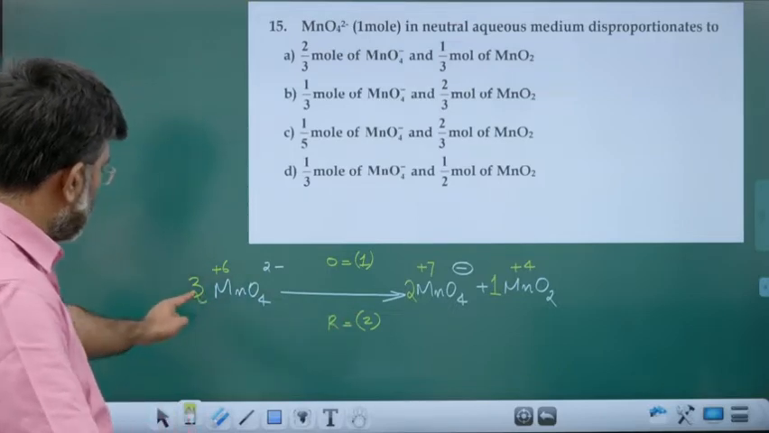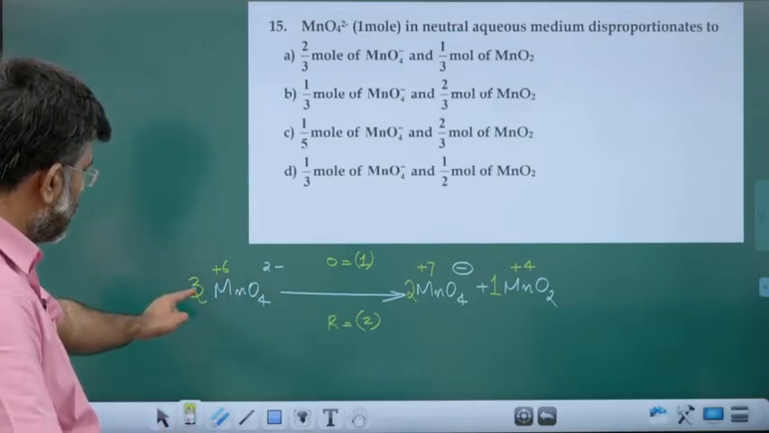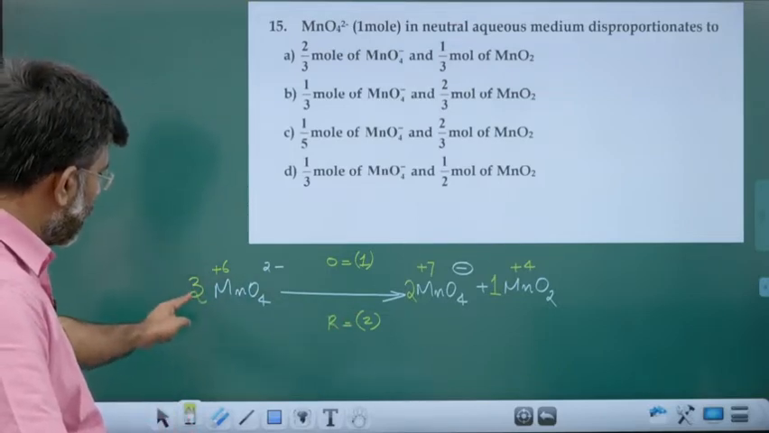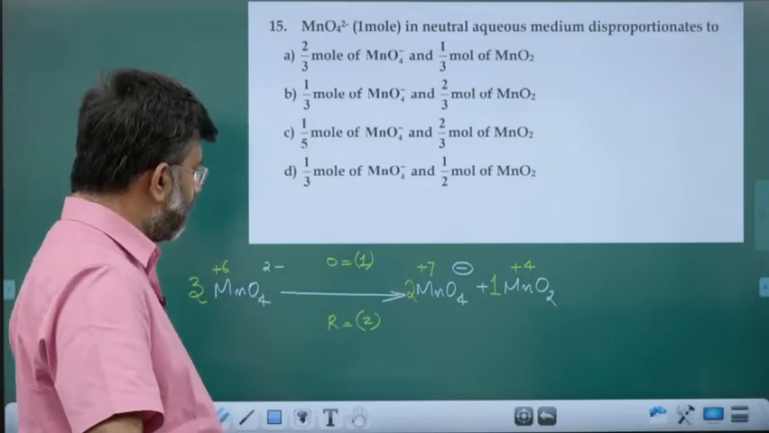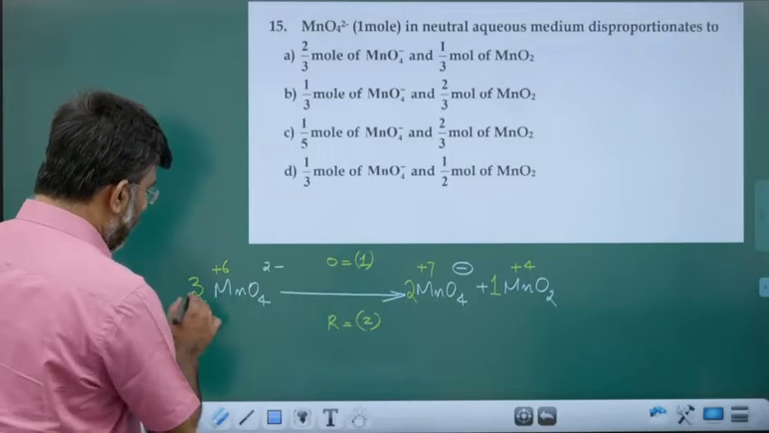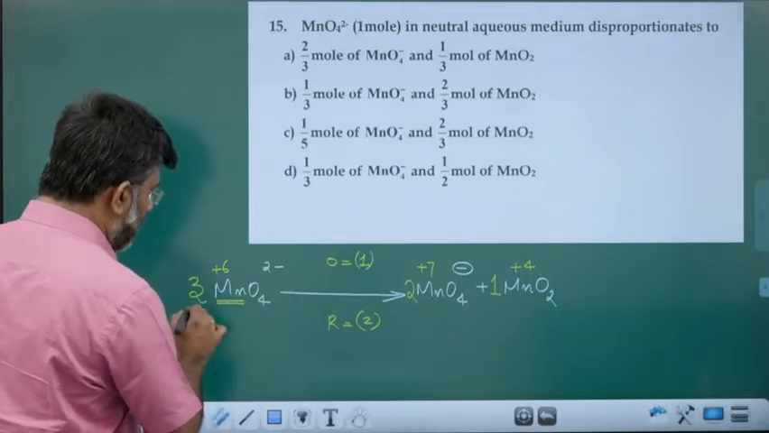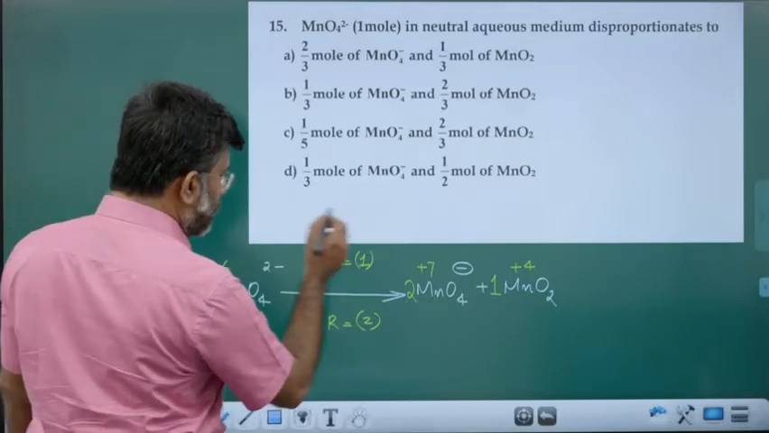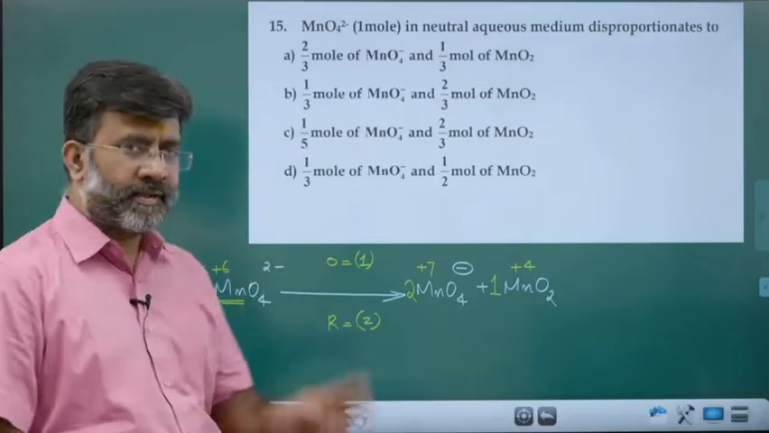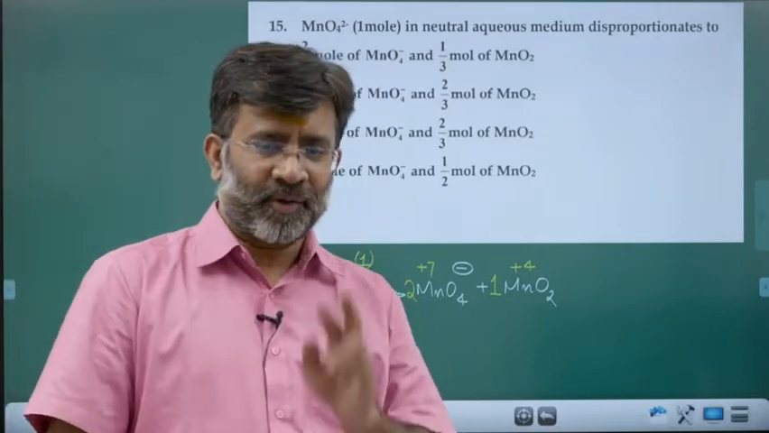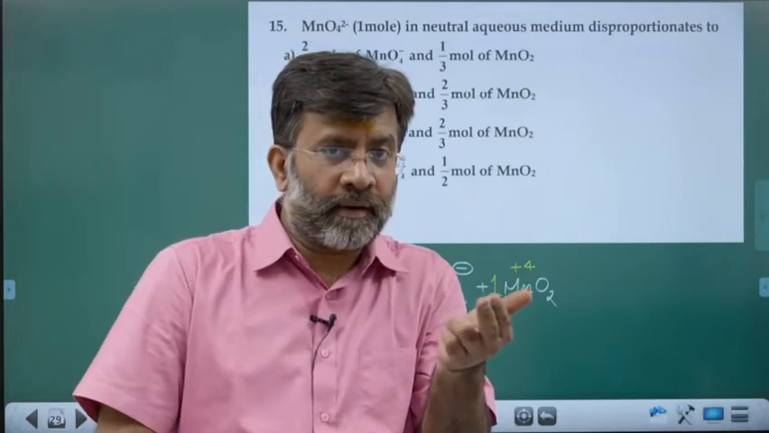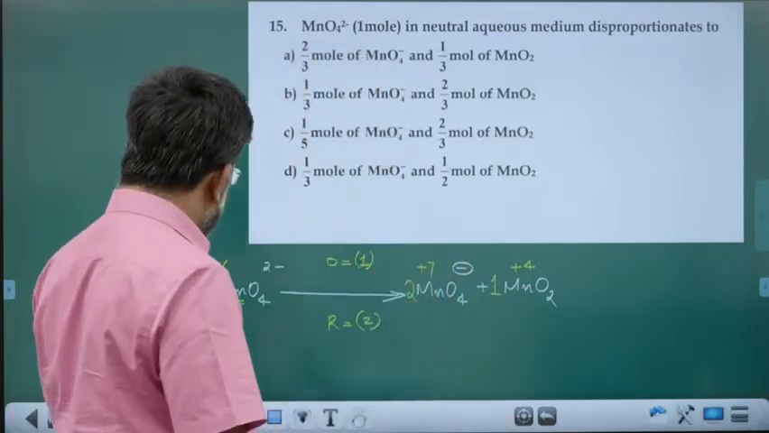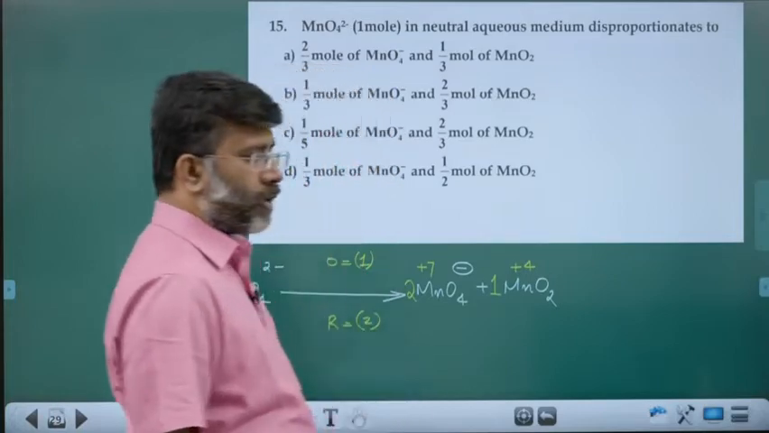Now I have given 3 here. What is the purpose? Out of 3, 2 manganese are oxidized from plus 6 to plus 7. That means 2 electrons are lost. Now those 2 electrons are gained by the third manganese to get converted to MnO2.